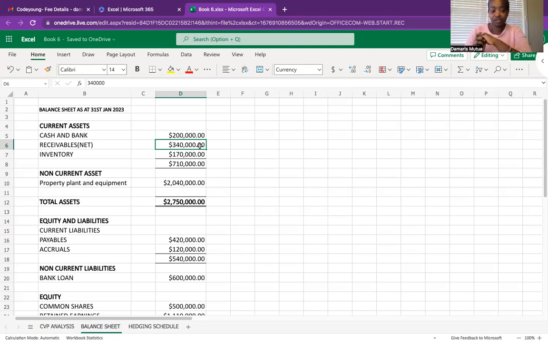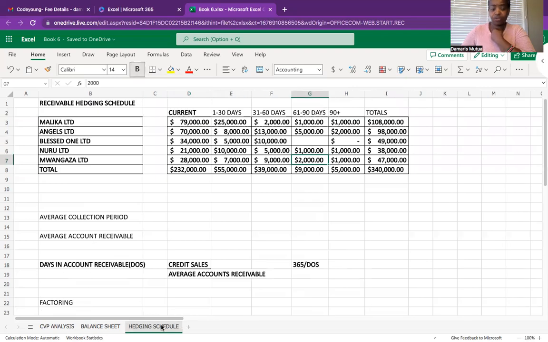So very fast, when you look at your account receivables, you're able to know we have $340,000 outstanding sitting outside there. We need this money back as an organization. So what is next as a finance person when you see that figure? The first thing that you need to look at is the ageing schedule.